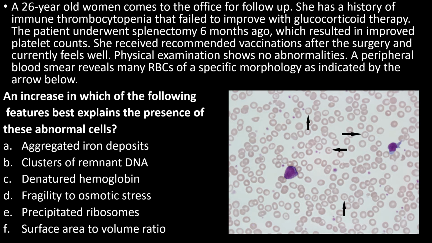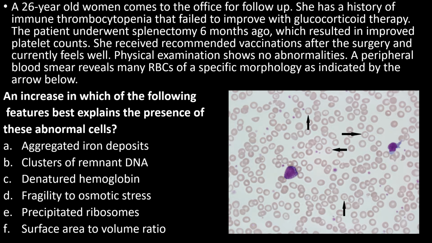Physical examination shows no abnormalities. A peripheral blood smear reveals many RBCs of a specific morphology as indicated by the arrow below. An increase in which of the following features best explains the presence of these abnormal cells? Pause the video and think of the answer.